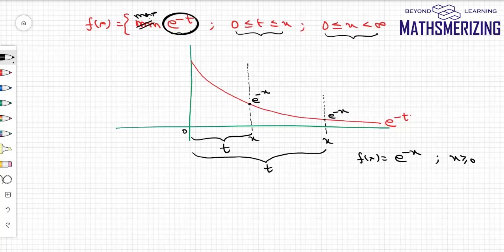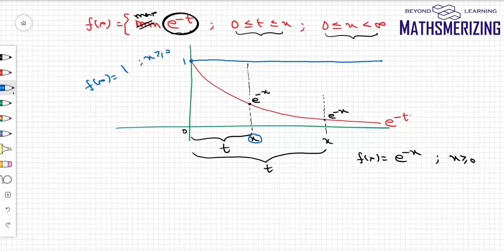Now, if I change the function to maximum of e to the power minus t, now at any point x in the interval 0 to x, the maximum value of this function is 1. So in the other interval also, the maximum value of e to the power minus t is 1. So in any interval, the maximum value of this function will be 1. So in that case, it will be a constant function. So answer to this question will be f(x) equals 1 when x is greater than or equal to 0.